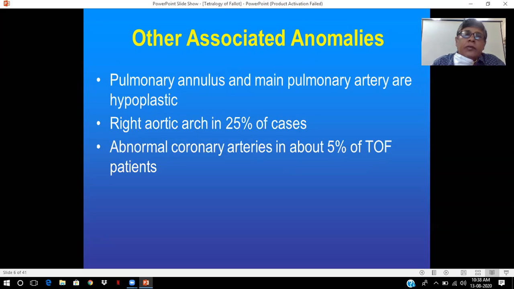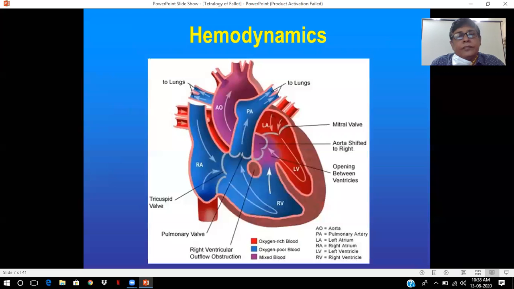Other associated anomalies can be there. The pulmonary annulus and the main pulmonary artery are hypoplastic. Right-sided aortic arch is present in 25% of cases; in many books it is written as 15 to 30%. And abnormal coronary artery insertion is seen in 5% of cases.